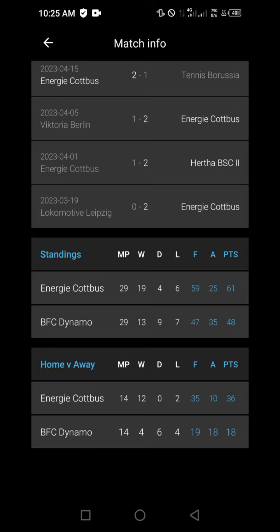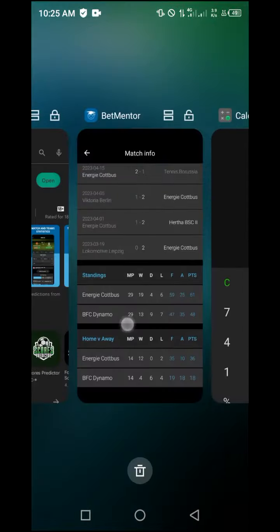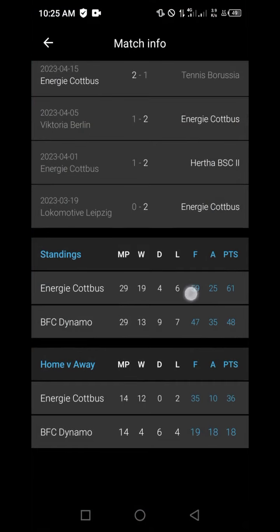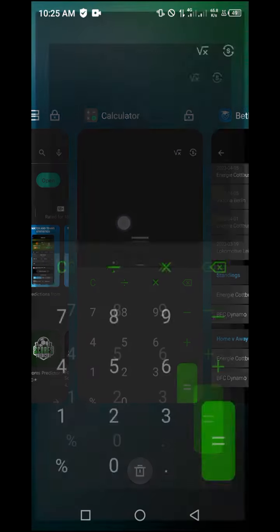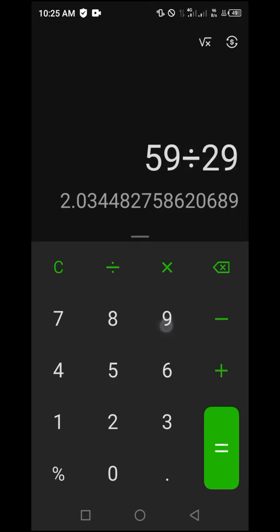So now we are going to use a calculator to see what we're talking about here. I will go to my calculator. You can see 59 divided by 29 to get the average goal score rate of Energy Cottbus. 59 divided by 29, and you can see that the goal score rate is 2.0, which is above 1.8. That tells you Energy Cottbus is very high at scoring.